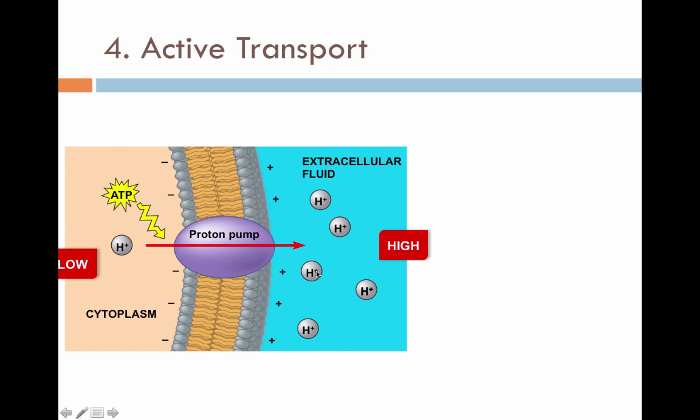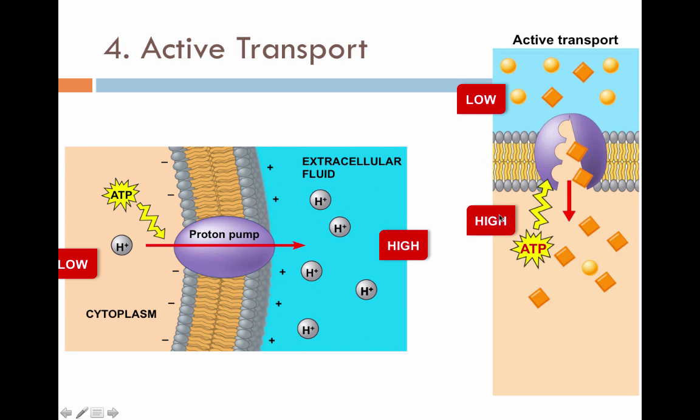The way that you know this is active transport is notice there's a low concentration of hydrogen here, a high concentration of hydrogen here, so it's going low to high. And the big clue that this is active transport is this ATP molecule. Whenever you see ATP as part of something moving, it must be active transport. Here's another picture. Low to high with ATP must be active transport.